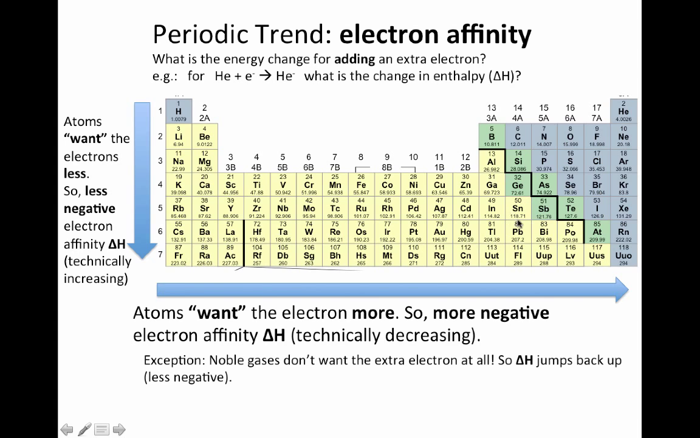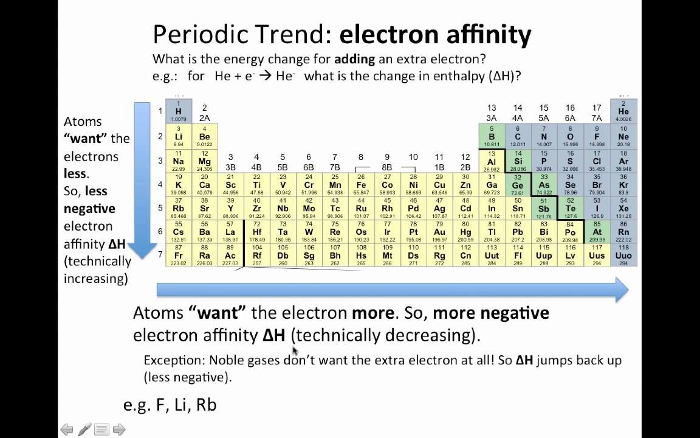Oh wait, there's an exception. As you go from left to right, the atoms want the electrons more and more, but not when you get all the way to the right. Once you get to the noble gases, they don't want the electron at all. And so the delta H, the electron affinity, jumps back up and becomes less negative all of a sudden when you get to this last column. So this trend only works until you get to the halogens, and then it jumps back up again.